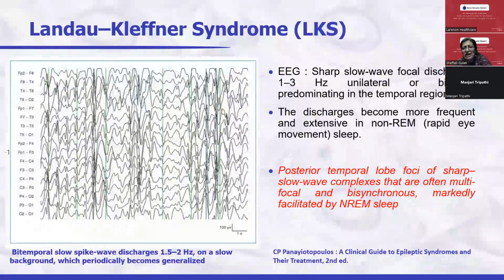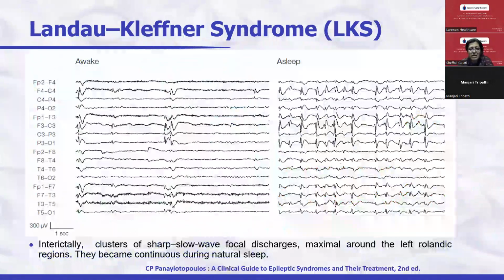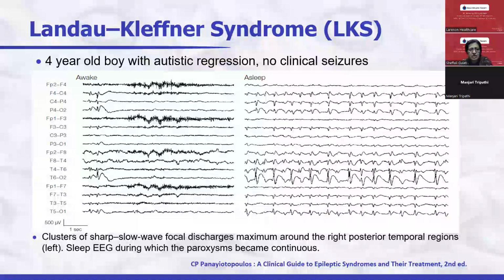The EEG in this has sharp slow wave focal discharges at 1 to 3 hertz, unilateral or bilateral, predominantly in the temporal regions, and the discharges become more frequent and extensive in non-REM sleep. So posterior temporal foci of sharp slow wave complexes are often multifocal and bisynchronous, markedly facilitated by non-REM sleep. So this can be seen, and we can understand how to differentiate it from CSWS.